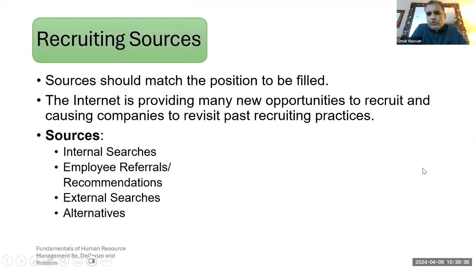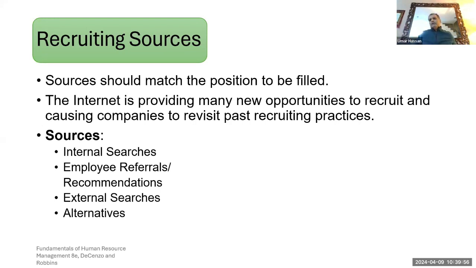Let us quickly go through what the different recruiting sources are. It's not something very technical, so I will be speeding up a bit. You will be getting access to these slides after the end of the session. So if you do miss anything, you can always have a look at the slides once again, so you will be able to catch up.